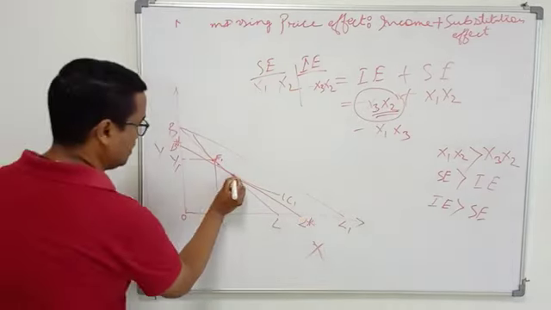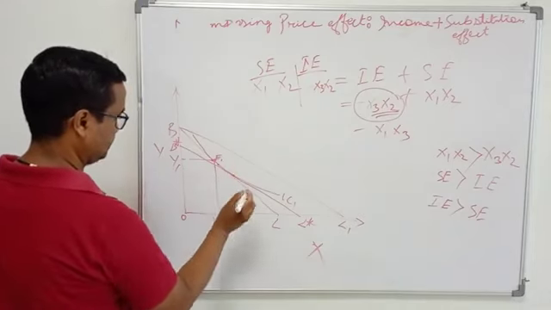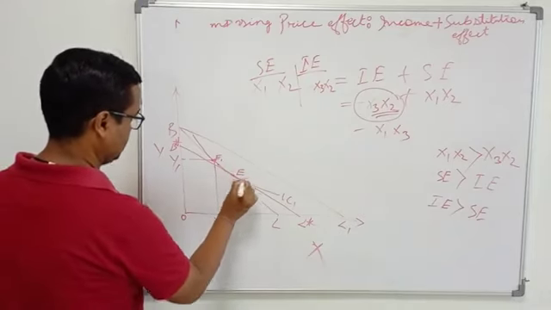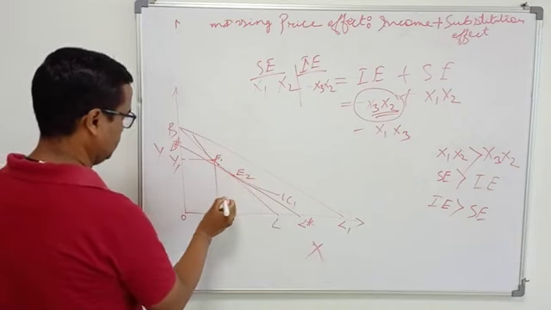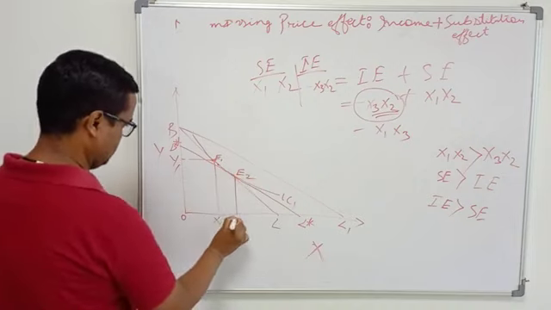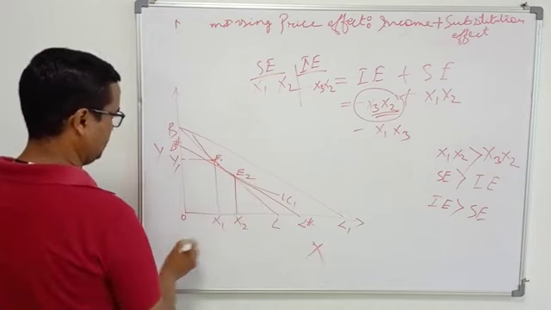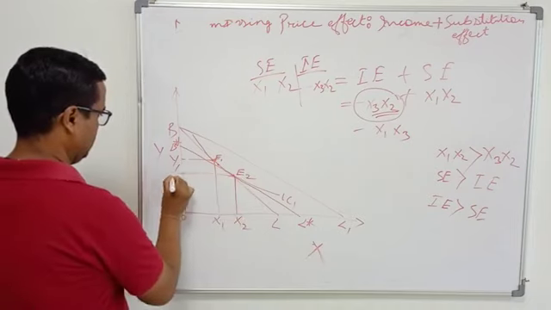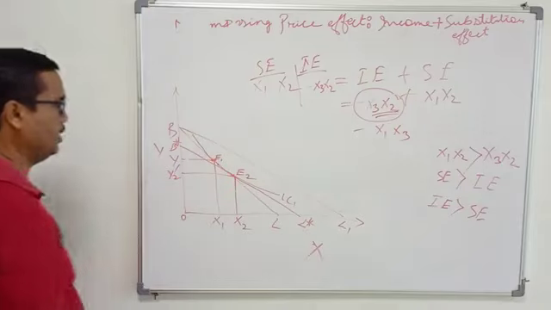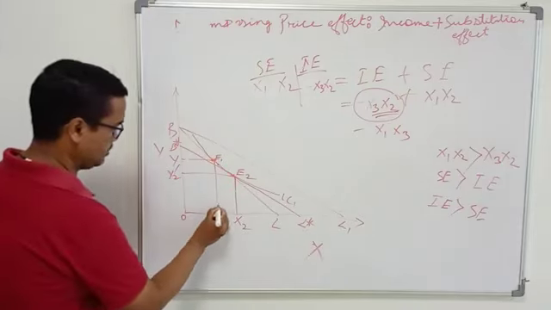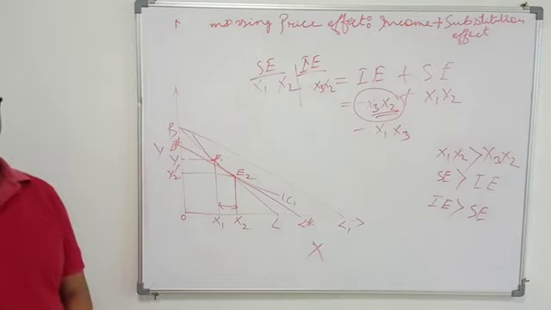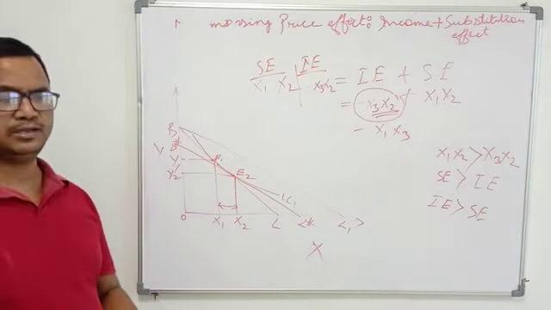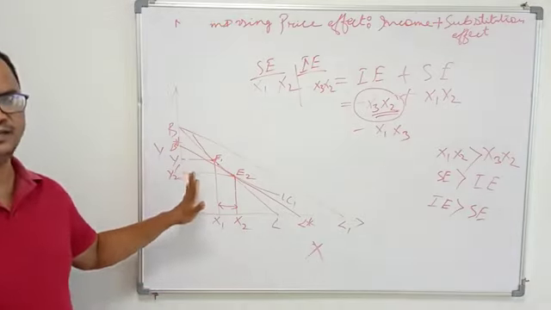Now the consumer will be purchasing, or the consumer will be in equilibrium at point E2. The consumer is consuming OX2 of X good and OY2 of Y good. This X1, X2 is known as the positive substitution effect. Here we are maintaining real income constant.